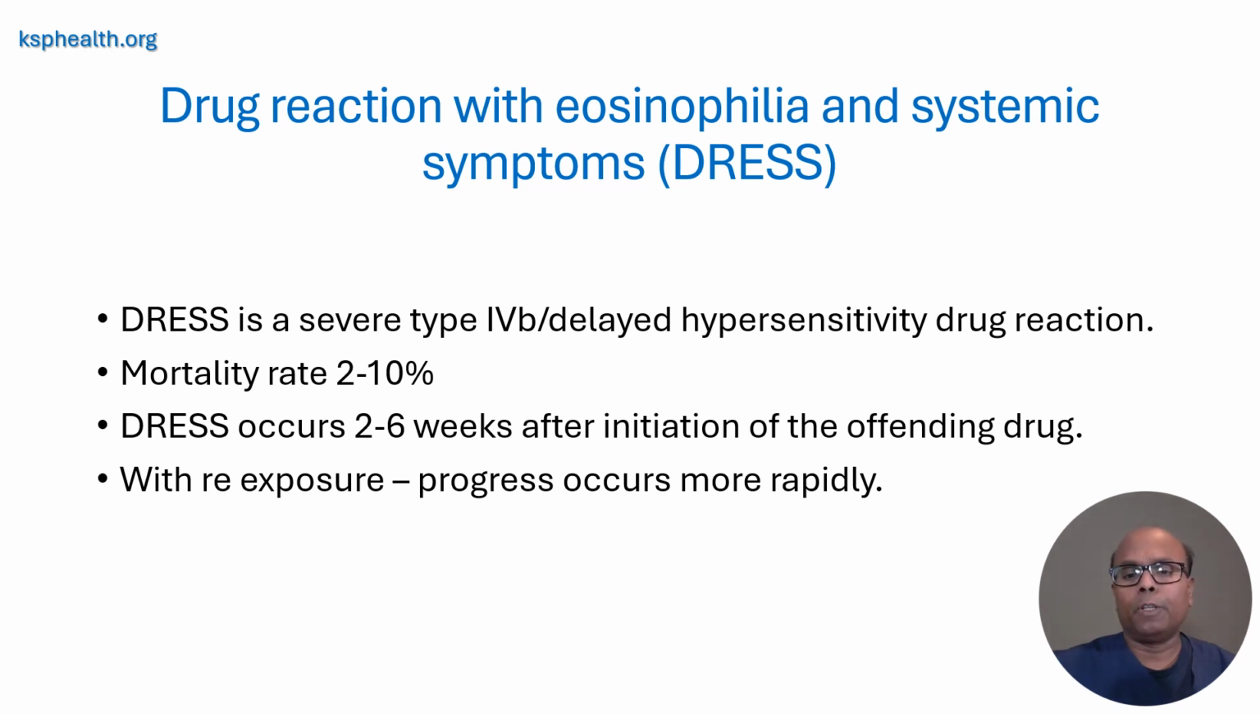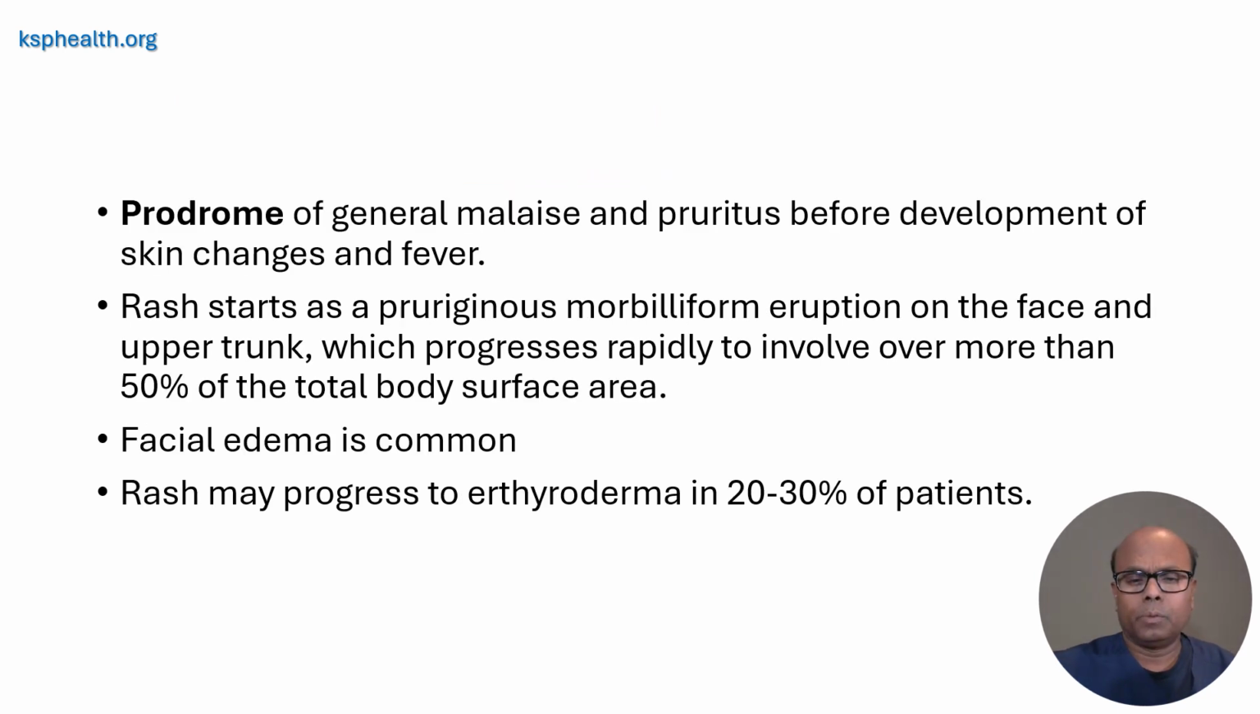Drug reaction with eosinophilia and systemic symptoms, called DRESS. DRESS is a severe type 4B delayed hypersensitivity reaction. The mortality rate is 2 to 10%. DRESS occurs 2 to 6 weeks after the initiation of the offending drug. With re-exposure, it can happen fast. The DRESS syndrome presents with a prodrome of malaise and pruritus, before development of skin changes and fever.